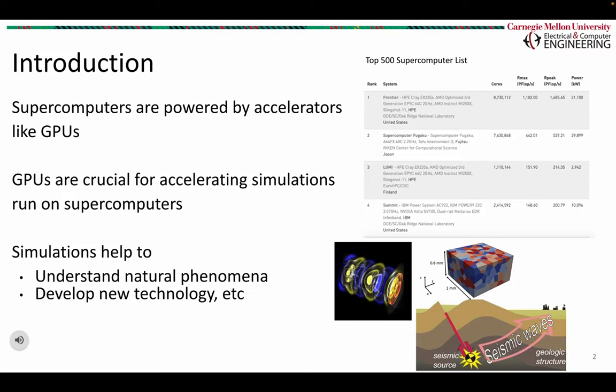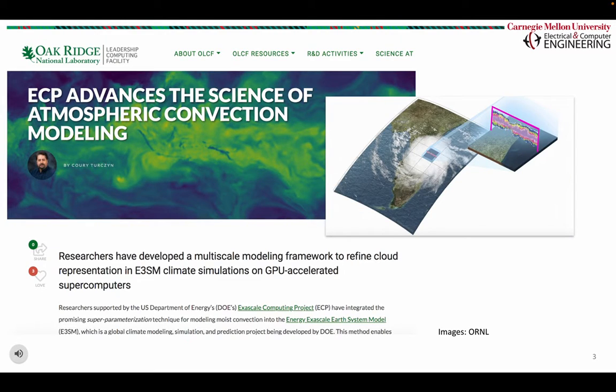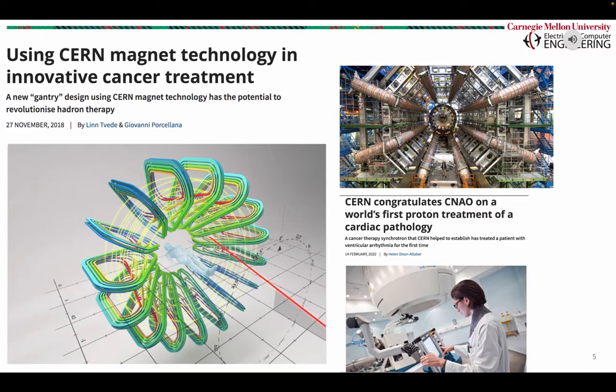These supercomputers are used to run simulations that help to understand natural phenomena, develop new technology, and so on. For example, the Summit supercomputer at Oak Ridge National Lab in the US was used to develop a multi-scale modeling framework for climate simulations. Scientific simulations are also used in medical technology. In fact, the particle accelerator in CERN, Switzerland, has been instrumental in developing cancer treatments, and this has all happened because, to start off, we have scientific simulation models of particle accelerators.